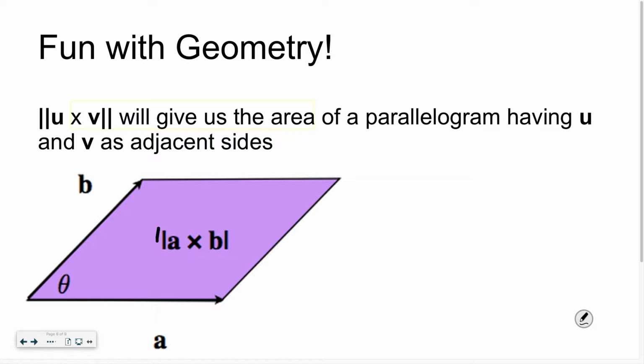Fun with geometry. If we have 2 vectors that are both in standard position and they're creating adjacent sides of a parallelogram, then we can find the area of the parallelogram by finding the magnitude of the cross product.